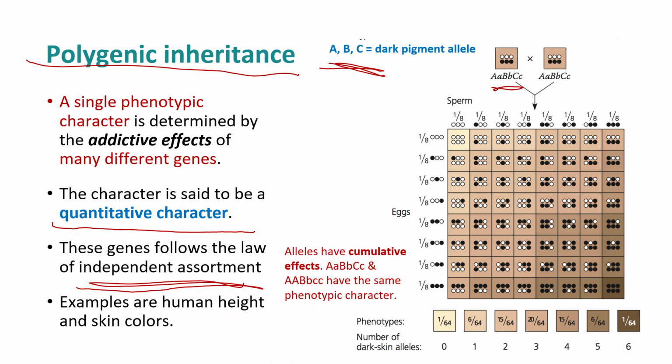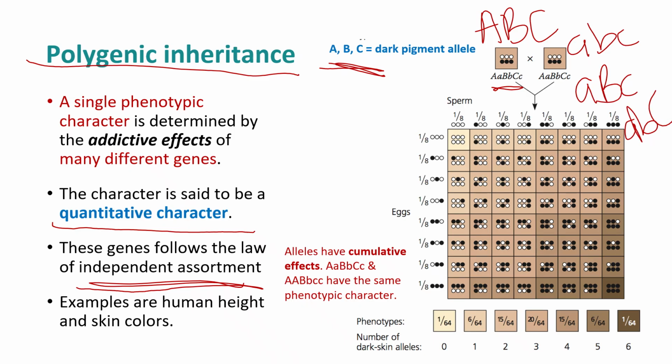And since the 3 genes follow independent assortment, each individual will be able to generate 8 different types of gametes. So from here, we could have A, B, C, right? All dominant. We could have all recessive, a, b, c. We could have A, capital B, lowercase c, A, B, capital C. So there's 8 different gametes that can come from these guys. Basically 8 different combinations of what they could potentially pass on to their offspring.